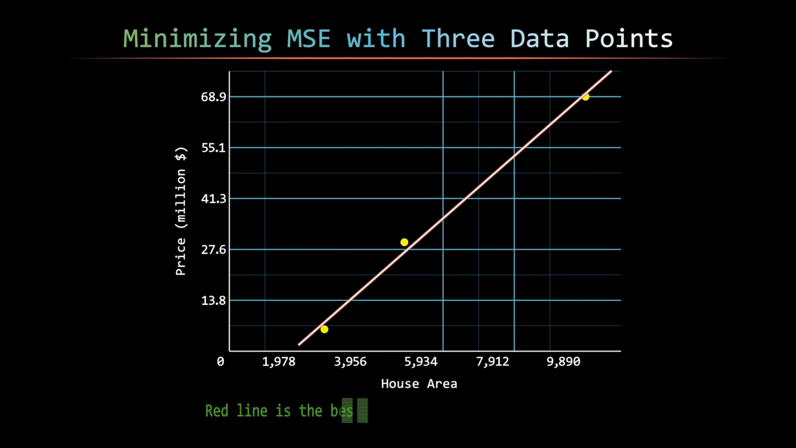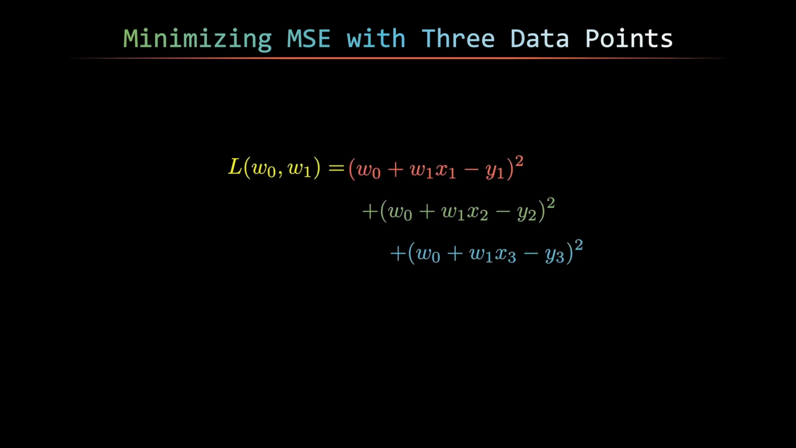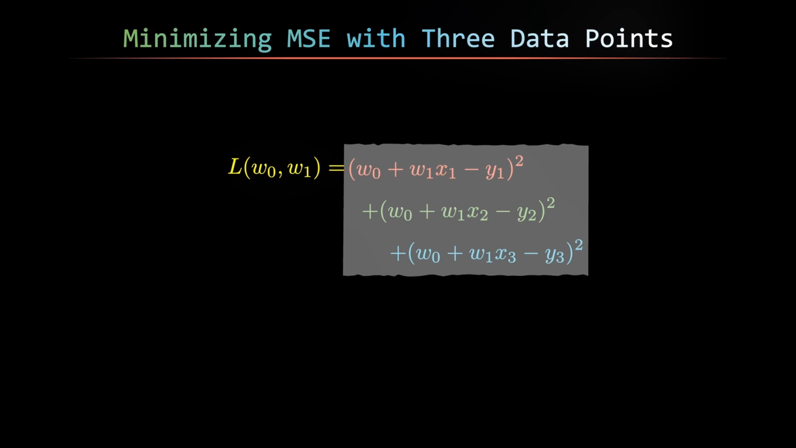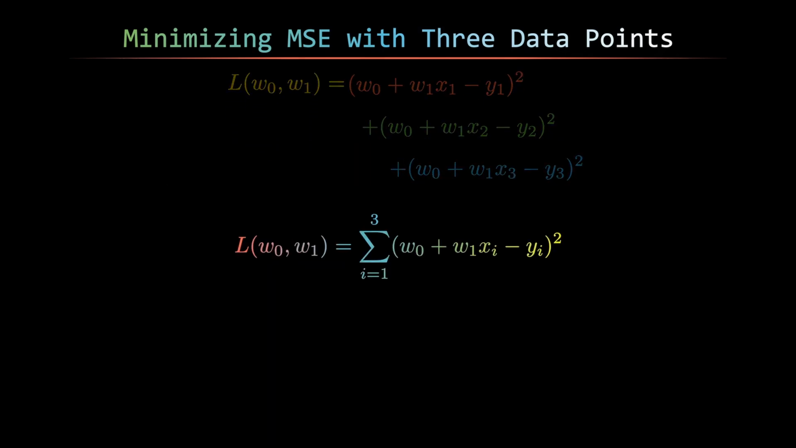So to draw this red line, we need to find the values of W0 and W1 that minimize the errors using a different principle. What principle is that? Let's see. The loss function L is the sum of 3 squared terms, and none of these terms can be guaranteed to be 0 because the points are not on the same line. We can write this more generally. We sum the squared errors for all 3 points. This should look familiar. It's exactly the SSE formula. And if we divide by the number of data points, we get MSE.